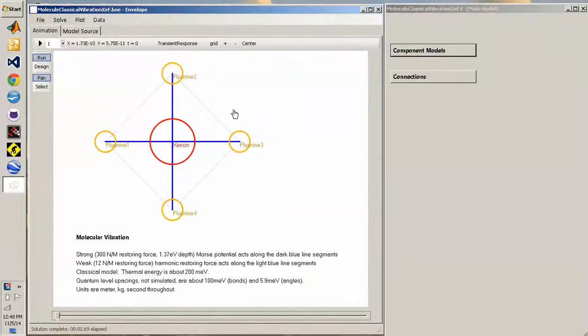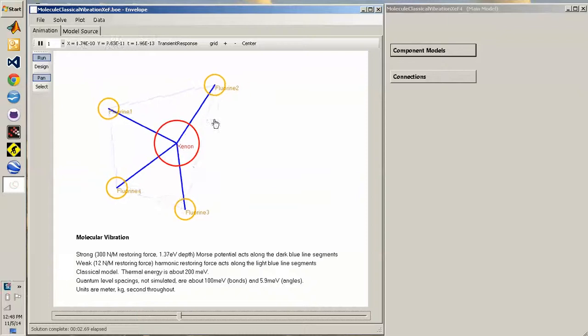Here's a model of a molecule, xenon tetrafluoride, an exotic molecule that has a mostly planar structure. I got data from an article in the literature back in the 60s, and we're simulating vibration modes at about 2000 Kelvin. I'll press play.